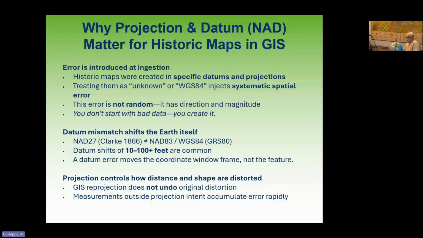And this is why this matters, because the error comes in when you try to use a different datum or a different something to put it into your system. The error isn't random, it's just the direction and magnitude. And you don't start with bad data, you create it because you have it wrong. And datum mismatch, we talked about that. And projection controls how distance and shapes are distorted.